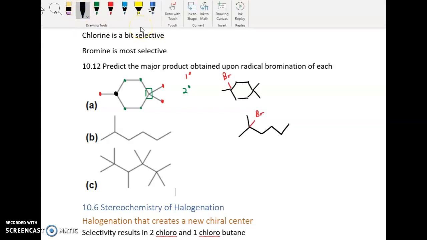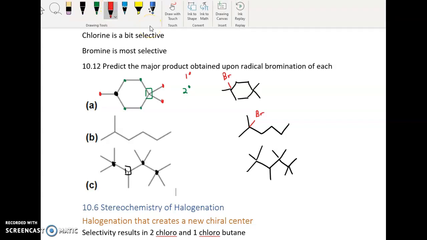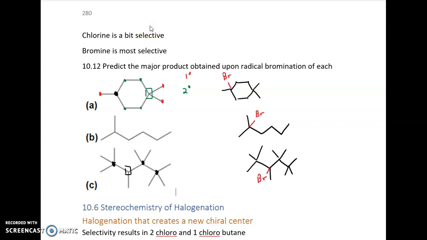And this last one, not sure I'm going to get all my methyl groups on this. It's got lots of methyl groups. Okay. We can't put one here, we can't put one here, can't put one there because there's no hydrogen to abstract, but we can put one right there. And that's where we're going to put it. And that's the end of this section. Next we'll be looking at the stereochemistry of these reactions.